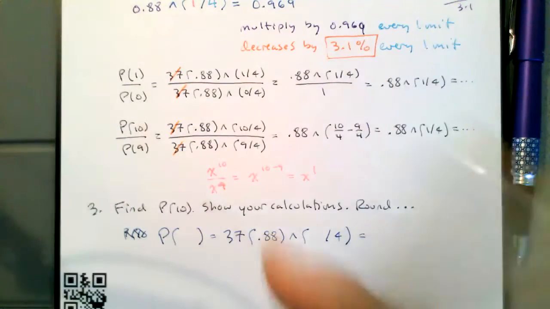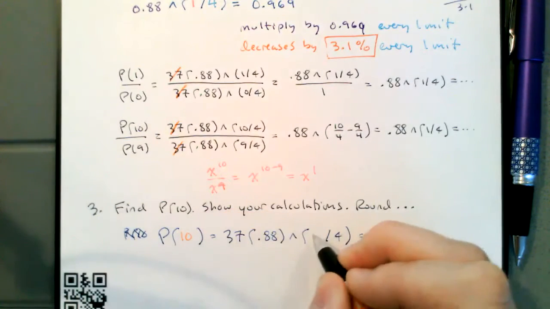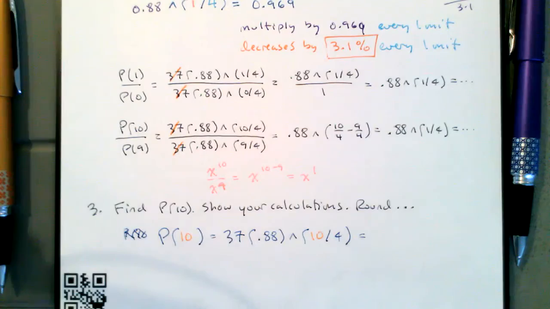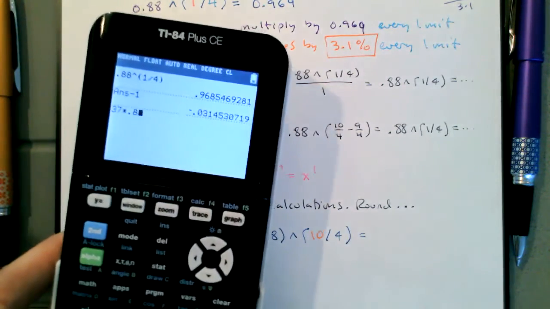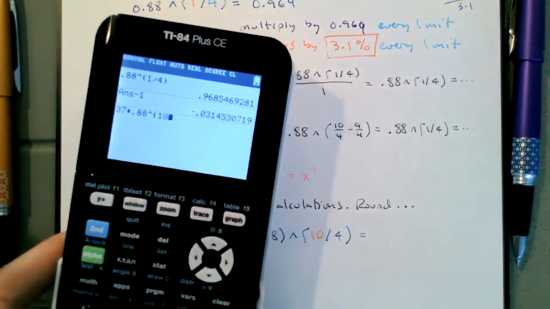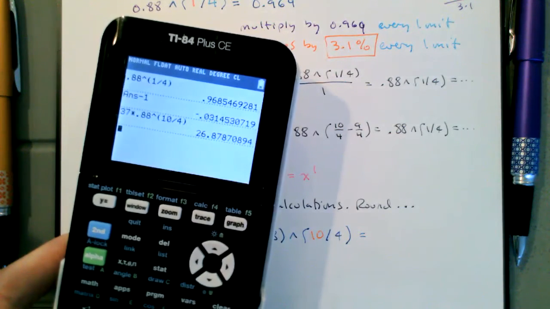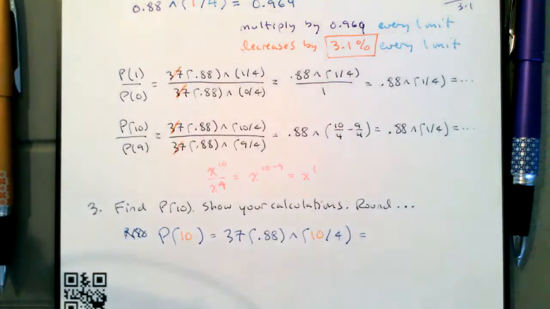So P of 10 will be 37 times 0.88 to the 10 over 4. So we grab our calculating machines and we do 37 times 0.88 to the parentheses 10 divided by 4. That'll be 26 point, let's call it 26.9 because I probably will say round to the nearest tenth.